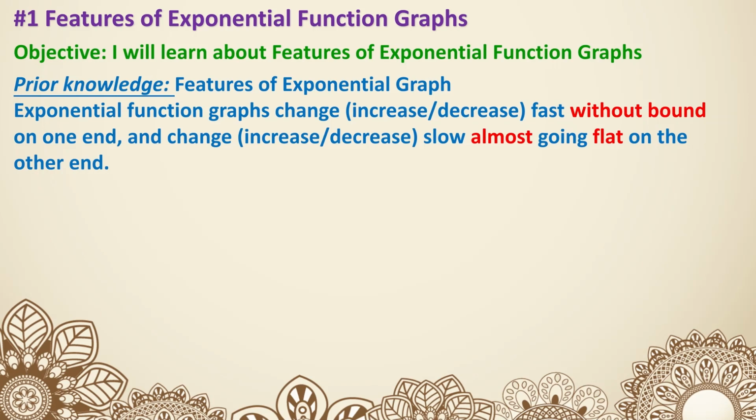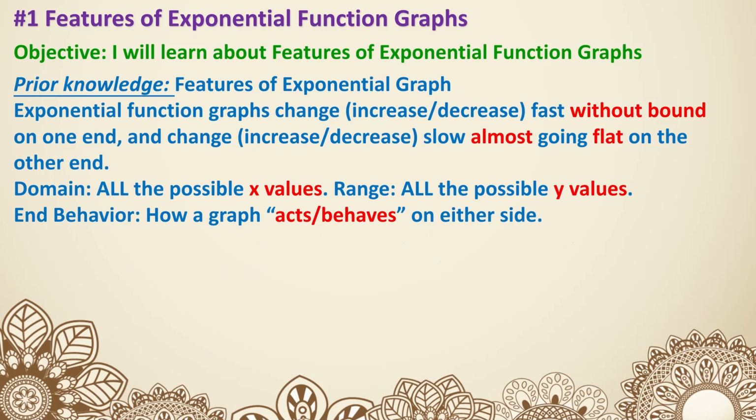In the last unit, when we learned about features of functions, we have also learned about domain, range, and end behavior. So let's quickly review their definitions as well. Domain is all the possible x values, range is all the possible y values, and end behavior is how a graph acts or behaves on either side of the function. And the notation for end behavior for this year, we have been using: as x approaches negative infinity or positive infinity, f of x approaches. So let me write that down to quickly remind you. As x approaches, it could be either negative infinity or infinity, f of x approaches.